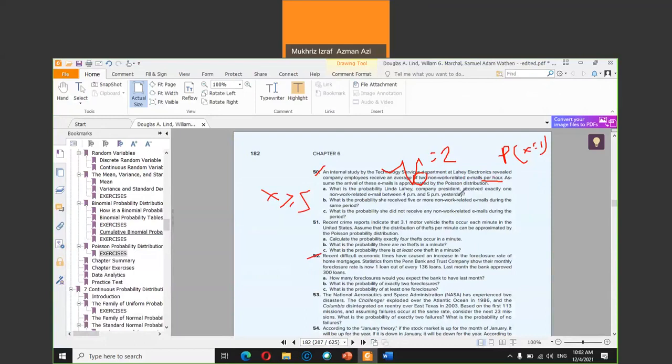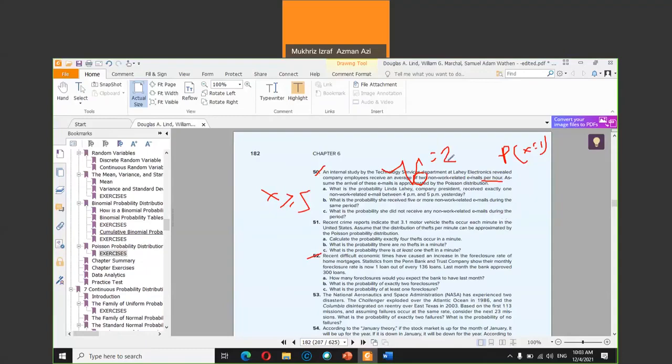So for example, let's say I add one more question, or I change this one: what is the probability that she did not receive any, or P(x=0), during 2 hours? So 2 hours means, let's say the period was 1 hour, but if I change the last few words here to during 4 to 6 p.m., meaning in 2 hours.